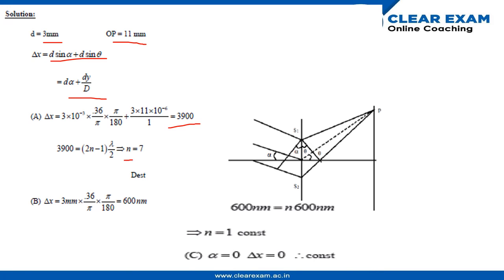Delta X is equal to 3 millimeter into 0.36 divided by pi into pi by 180, which is equal to 600 nanometer. So 600 nanometer equals n into 600 nanometer. Therefore, n equals 1, constant. Now alpha equals 0 and delta X equals 0. Therefore, constant.